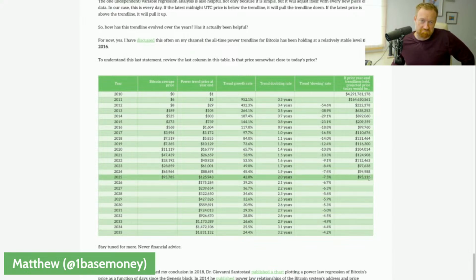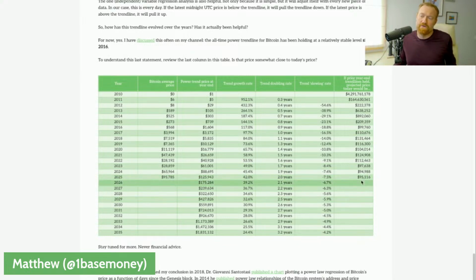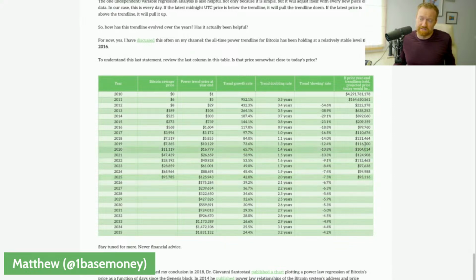But this is like nothing I've ever seen. I mean, it's using math. It's not drawing lines on charts. It's not picking tops, picking bottoms. It's using all the data to get a sort of cumulative understanding of what the adoption of Bitcoin is. And it's pretty darn accurate. And it has been since 2016.